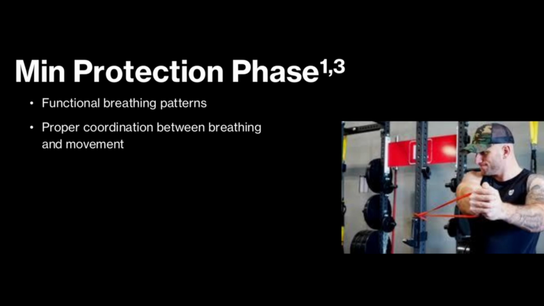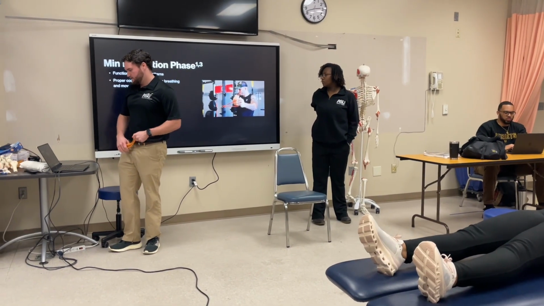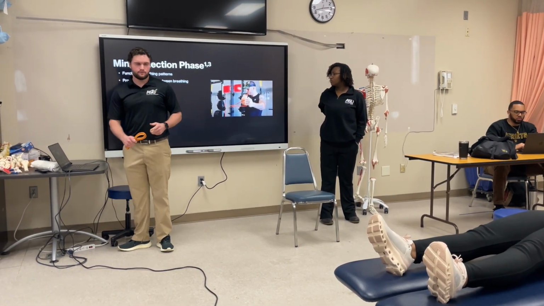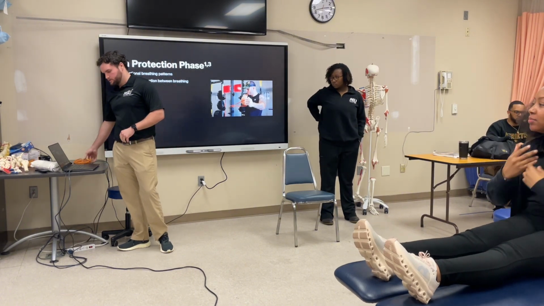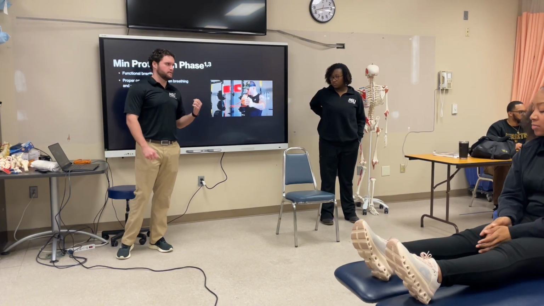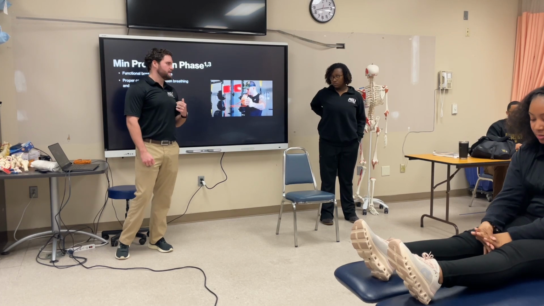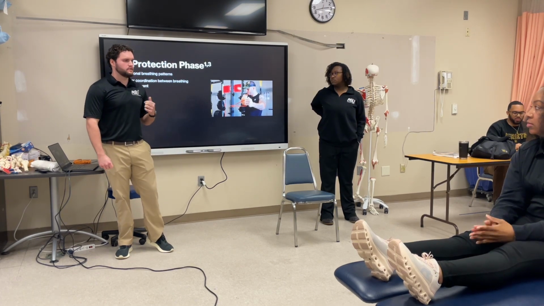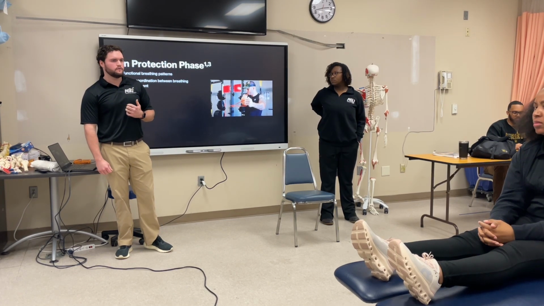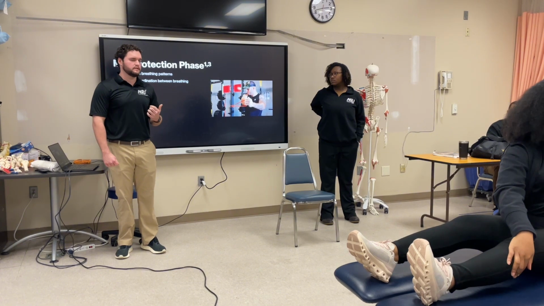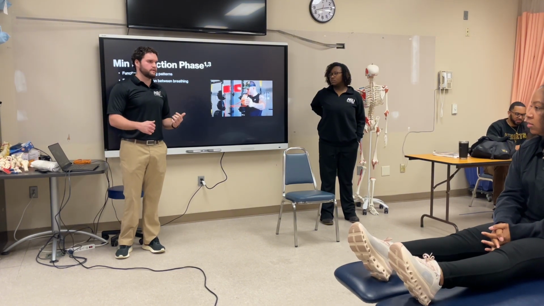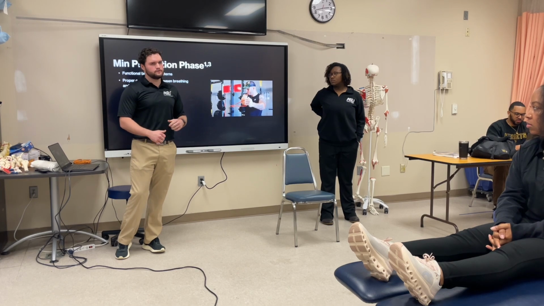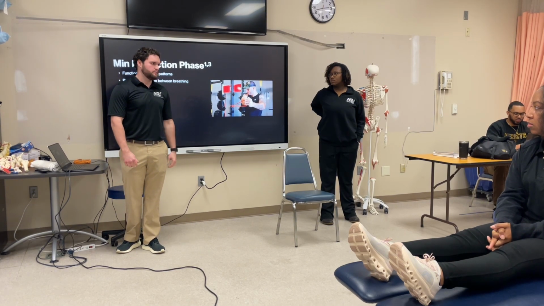And then for the minimum protection phase, it's the functional breathing patterns while doing certain exercises. So for instance, if we were to apply this to some of the exercises we mentioned before, say like cat-cow position, when you take a full inhale, your thoracic spine will go into extension, so you'd want to pair that with the cat position, and then with a full exhale, it'll go into flexion, so you pair that with the cow position as well.